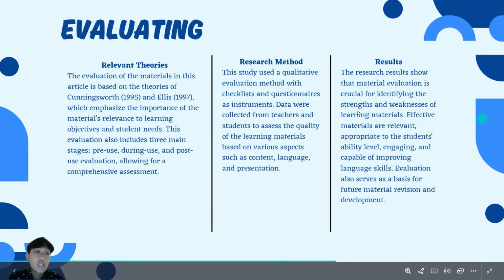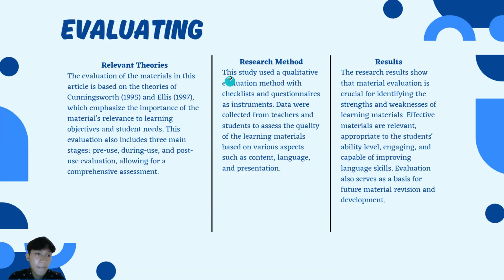Okay, now the last procedure is evaluating. The evaluation of the materials in this article is based on the theories of Cunningsworth 1995 and Ellis 1997, which emphasize the importance of the material's relevance to learning objectives and student needs. This evaluation also includes three main stages: pre-use, during use, and post-use evaluation, allowing for a comprehensive assessment.